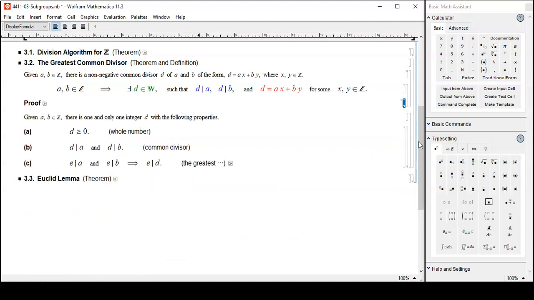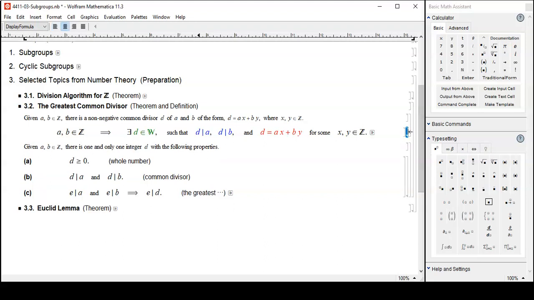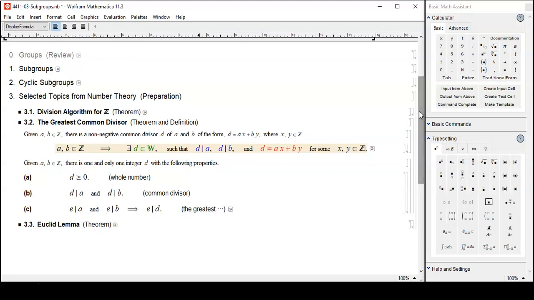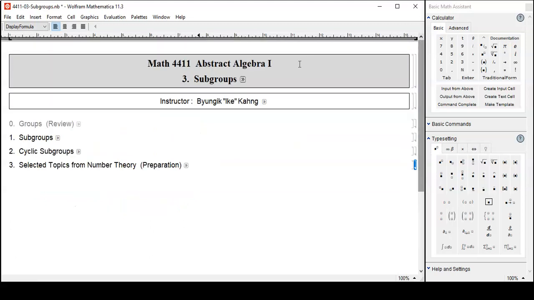Conclusion: the negative case also holds, and finally we have the existence theorem. That concludes the existence part of the greatest common divisor theorem. We are going to come back and discuss the rest of the theorem in a separate video.